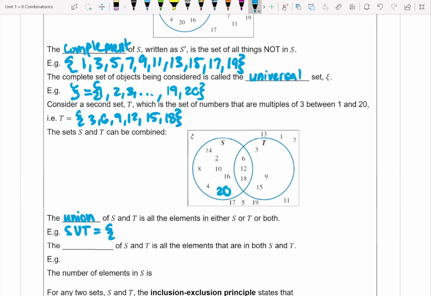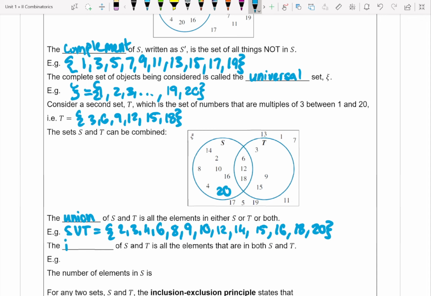So that's going to be 2, 3, 4, not 5, sorry. We're going to have 6. We're going to have 8. We're going to have 9, 10, not 11, but 12, 14. We will have 15 because it's a multiple of 3. 16, not 17, 18, and not 19, but we will have 20. So that's just looking at what satisfies either of those rules.